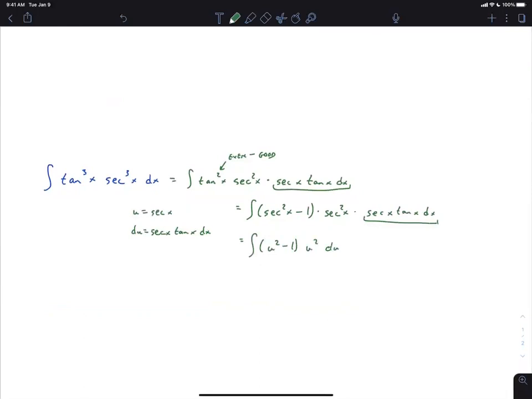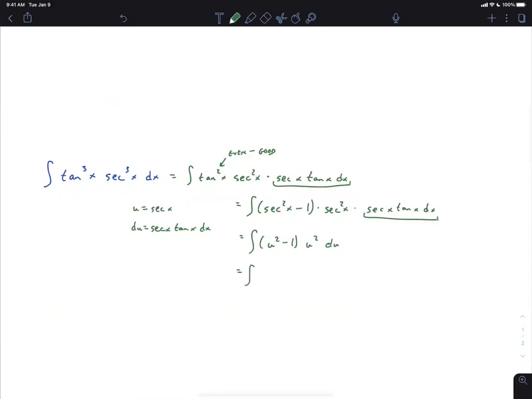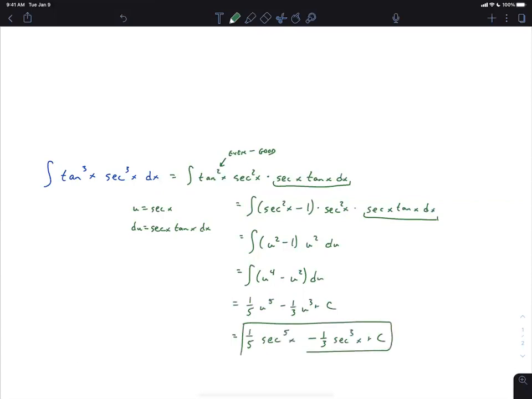Okay, and so the reason it's straightforward is because we can distribute the u squared. We get u to the fourth minus u squared du. That's then 1/5 u to the fifth minus 1/3 u to the third plus c, and u was secant. So we get 1/5 secant to the fifth minus 1/3 secant to the third plus c, and that's the answer. All right, any questions on that? That's good.